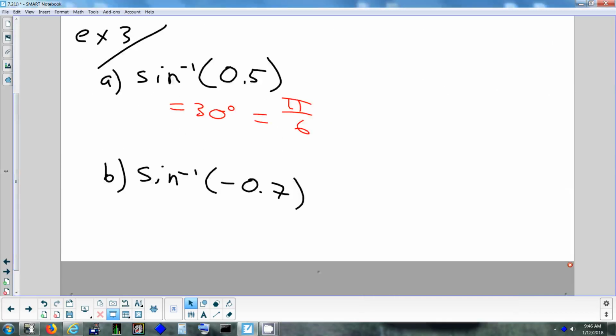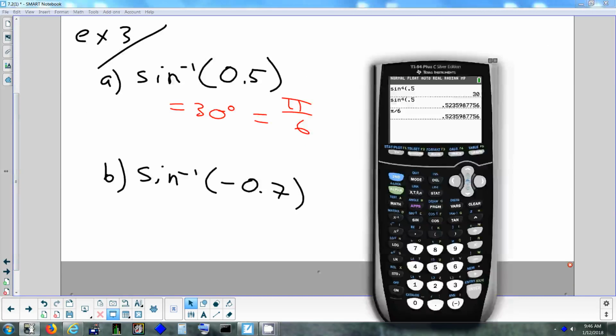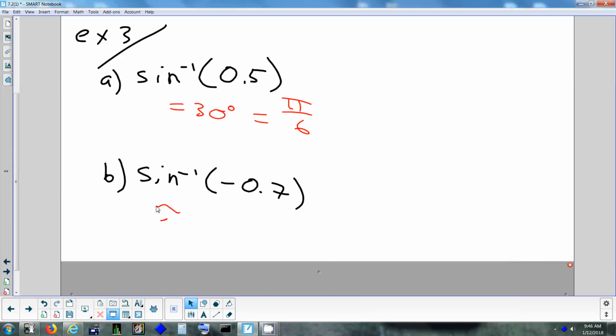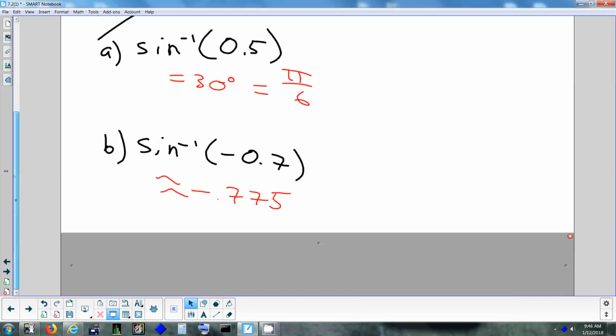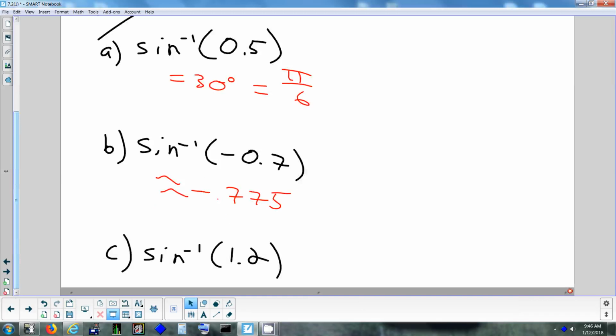This is not one that would come out nice. So if I did inverse sine of negative 0.7, it's just going to be a messy decimal. And if I do it in radians, it's just going to be a messy decimal. Okay, I can't do that one as easy in my head because I didn't get an integer answer. But it would be negative 0.775. Any questions on how to type in?